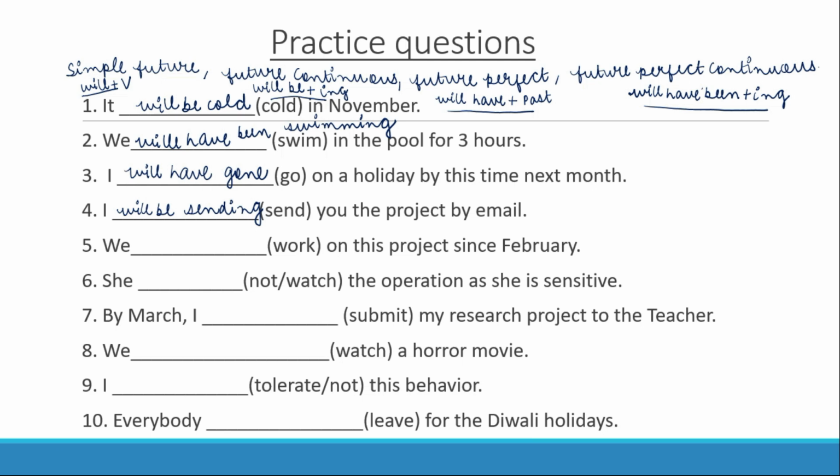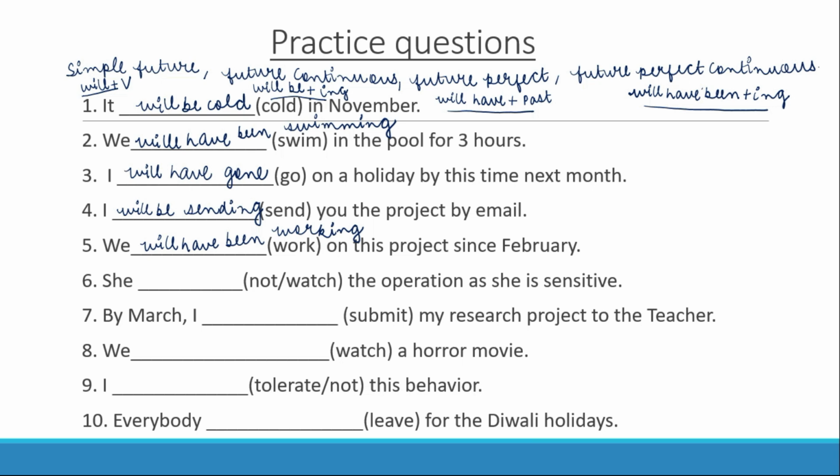We dash on this project since February. So ये February में start हुआ था, but it will go on for a time period in the future and only then it will end. So which one will it be? Yes, it is the future perfect continuous. Very good. So we will have been working on this project since February. Good. I think you're finally understanding.